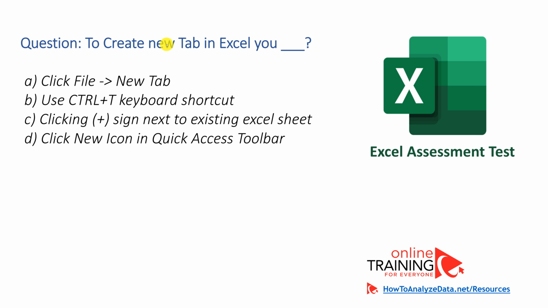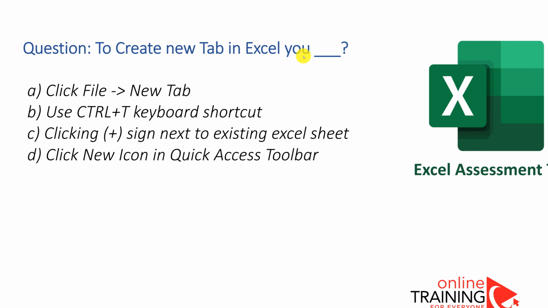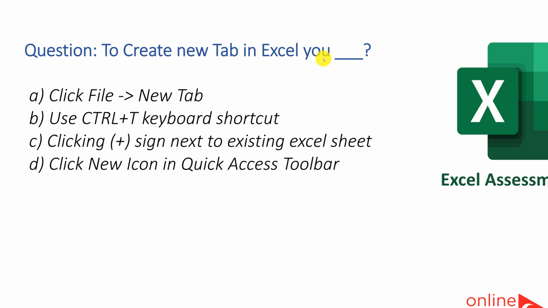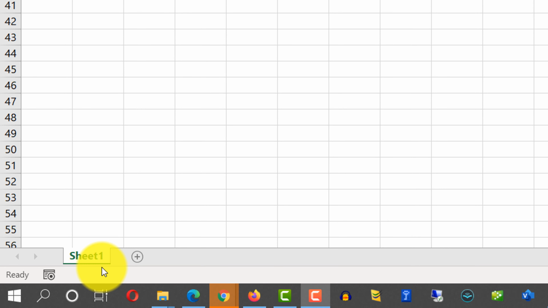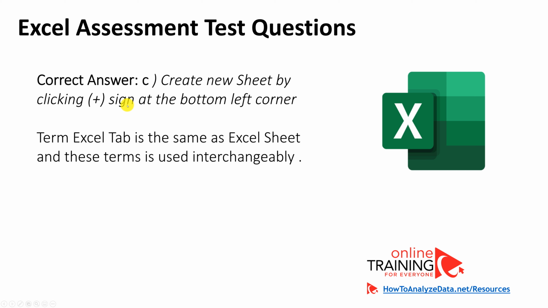To create a new tab in Excel, what would you do? And the right answer here is you click the plus sign next to the existing Excel sheet. When you open up a new Excel sheet, next to Sheet1, there is a small plus sign. And to create a new tab, you just click on the plus sign and that creates a new sheet. You see, I just clicked and it created Sheet2. And here's the correct answer. Keep in mind that the term Excel tab is the same as Excel sheet, and they're used in questions and help documentation interchangeably.